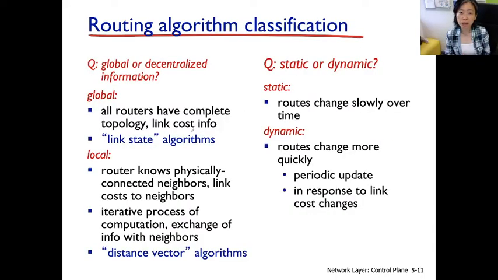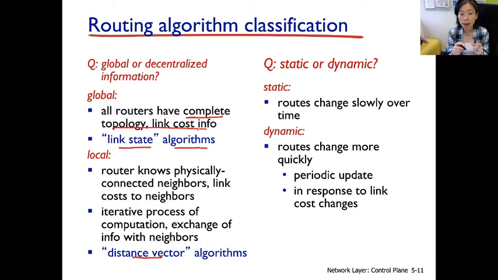Next, we'll be introducing 2 routing algorithms. First is called the link state algorithm, second, distance vector. The link state routing works this way. Inside the network, each router implements an algorithm. Before this algorithm can be triggered, the router needs to wait to have the complete topology and link cost information.